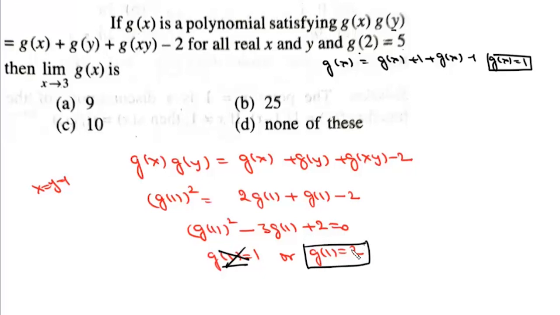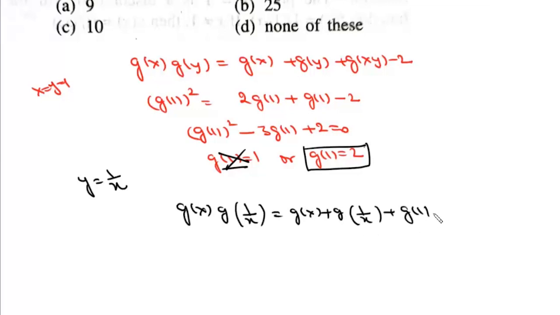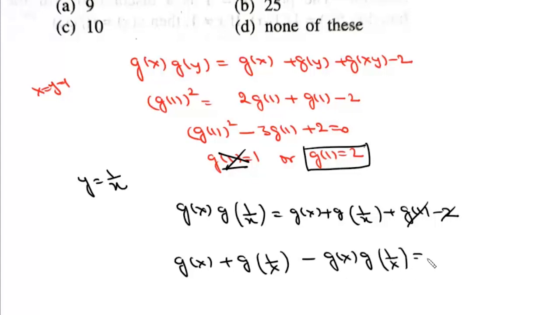Now we'll replace y with 1/x. If we replace y with 1/x, we can write g(x)·g(1/x) = g(x) + g(1/x) + g(1) − 2. Now g(1) is equal to 2, so it will cancel. So from here we get the condition that g(x) + g(1/x) − g(x)·g(1/x) = 0.